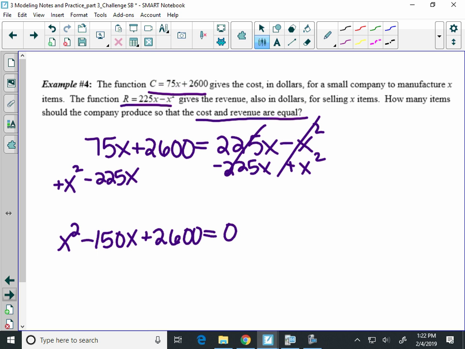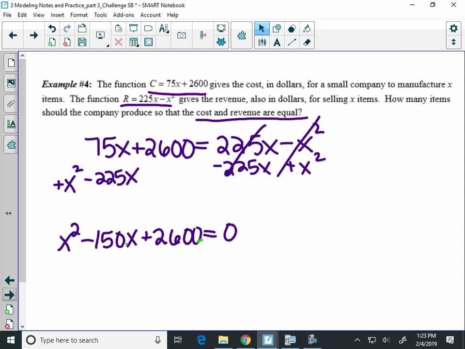Now the thing is, you could factor this. We can factor it if you want to, but if we factor this, you need to find two numbers that multiply to 2,600 and add to negative 150. You want to come up with those? I'll give you the rest of the period. Just sit and find those numbers. No? So how can I use my calculator?